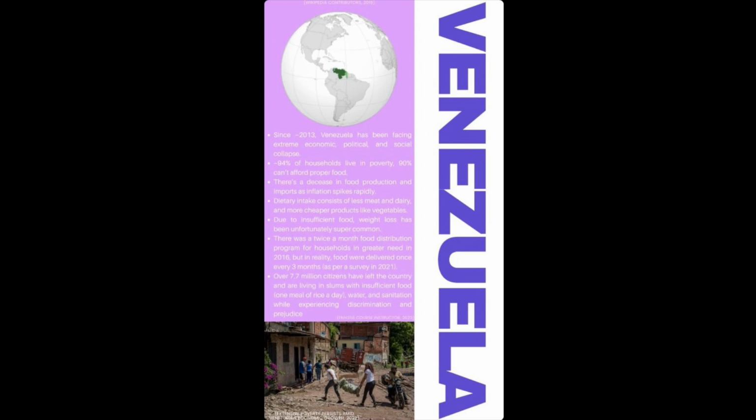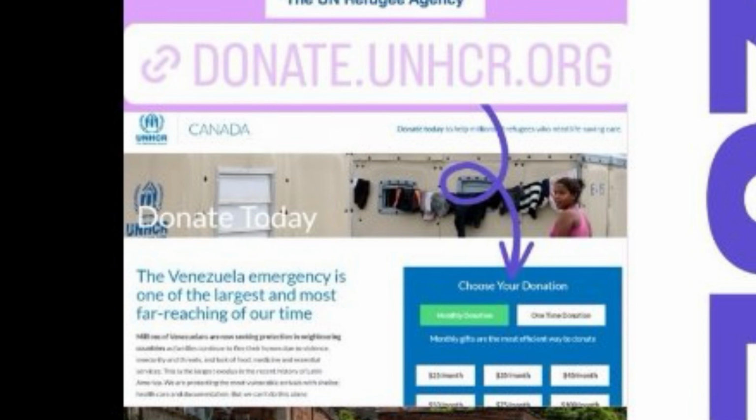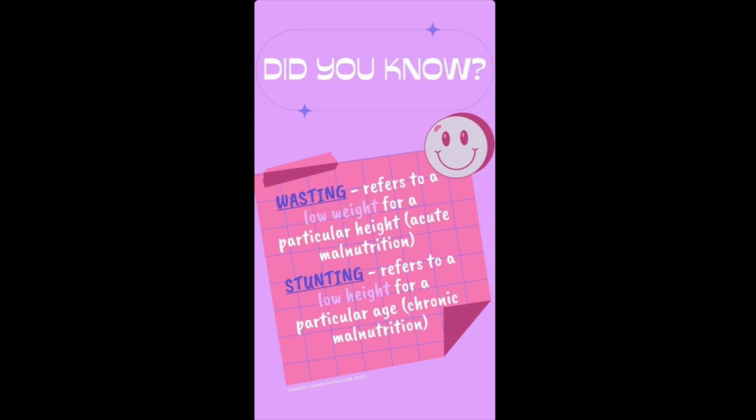The week after, I educated my viewers on what's happening in Venezuela. Keep in mind that this information is all derived from the course notes, which I will explain later. That is not how I wanted my project to be. This is why I provided the link for the UN Refugee Agency to represent for the donation for Venezuela, because they advocate for medicine, essential services, shelter, and so on. Following that, I provided a "Did you know" slide about the differences between wasting and stunting.